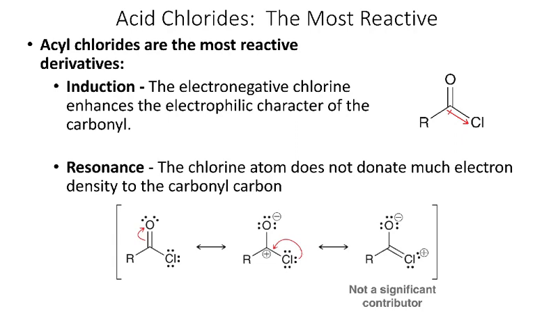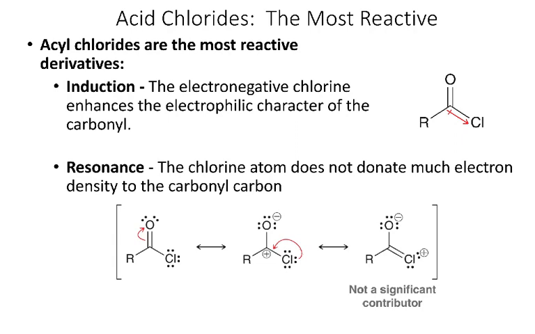So we said that the acid chlorides are the most reactive of the carboxylic acid derivatives. Let's consider induction and resonance to explain why that is. We know from last chapter on aldehydes and ketones that the carbon of the carbonyl group is relatively reactive due to its electrophilicity. The presence of the chlorine atom, as a result of induction, enhances that electrophilic character because it removes electron density due to its electronegative nature.